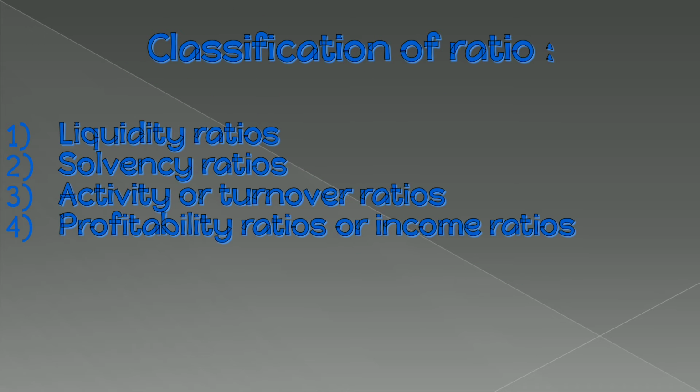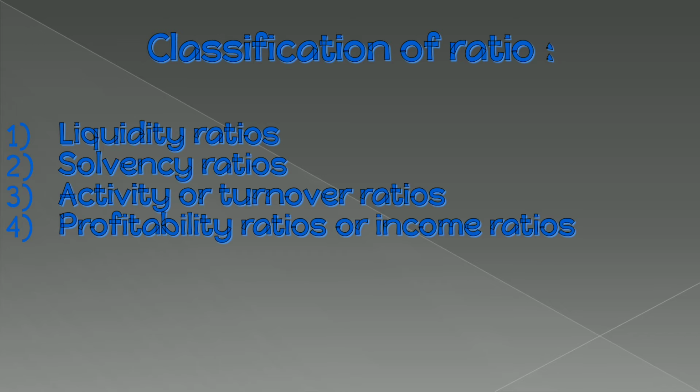As I have discussed yesterday also, accounting ratios can be classified into four parts. The very first part is liquidity ratio, which is also known as short term solvency ratios. Second is solvency ratios, which is also termed as long term solvency ratios. Third is activity or turnover ratio.